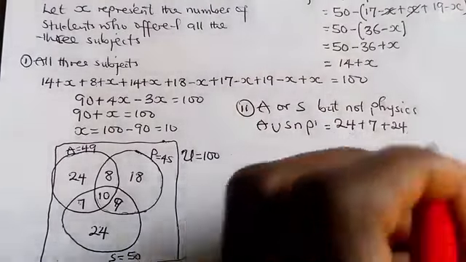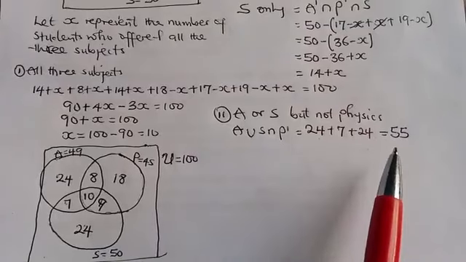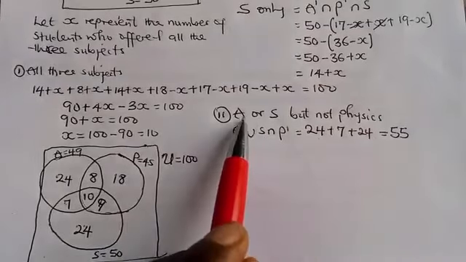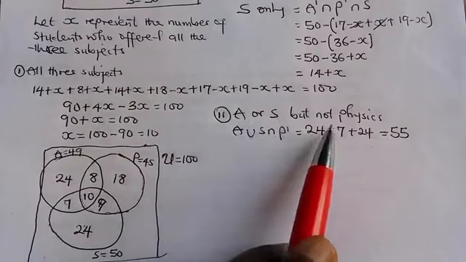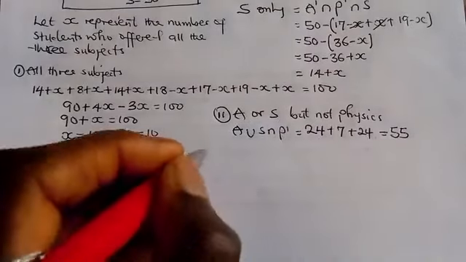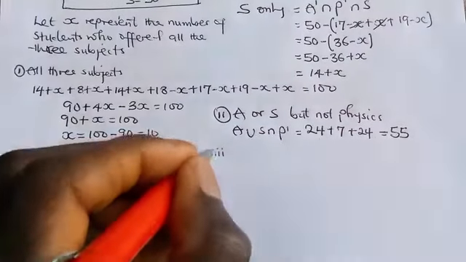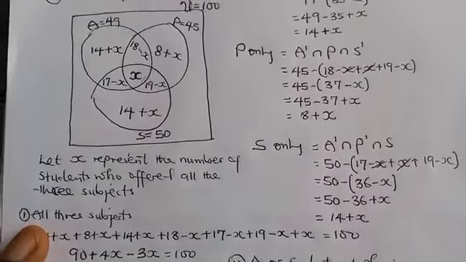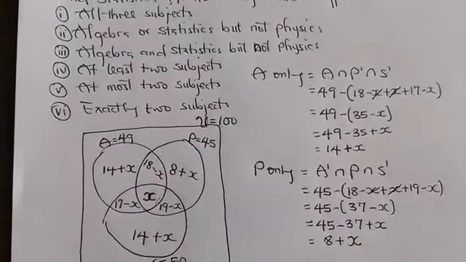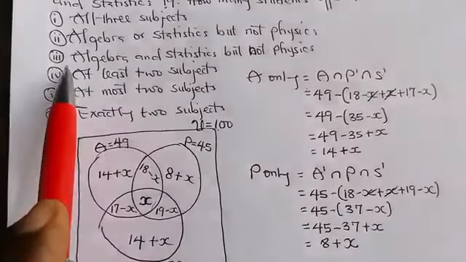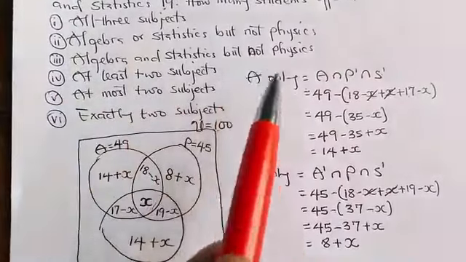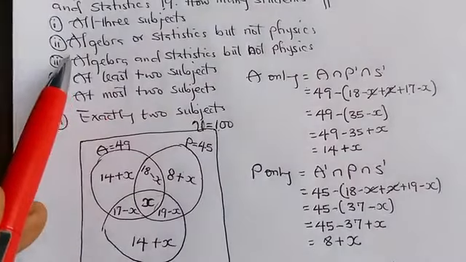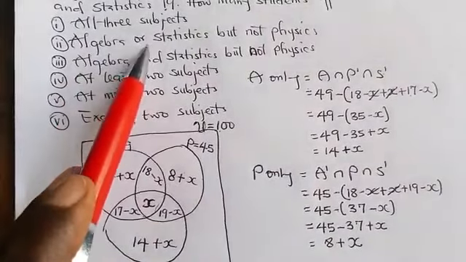31 plus 24, we have 55 for the number of students who offered algebra or statistics but not physics. Next, we are going to solve for algebra and statistics but not physics. That is number 3 here. Algebra and statistics but not physics. The third question is not the same as the second one.